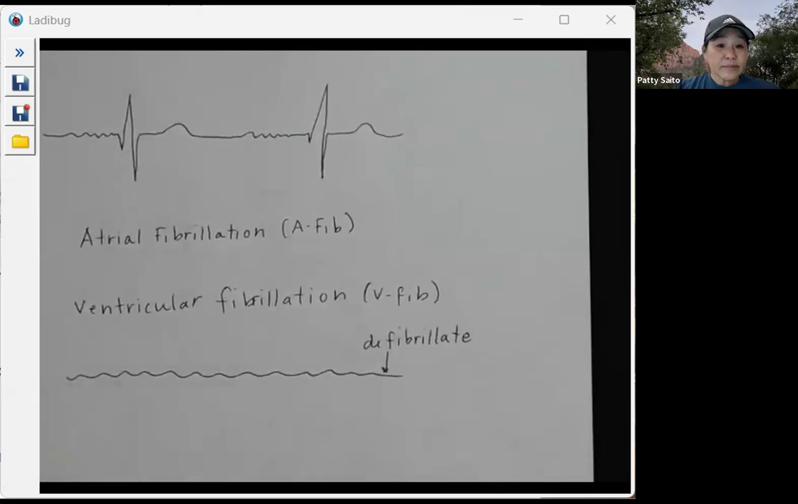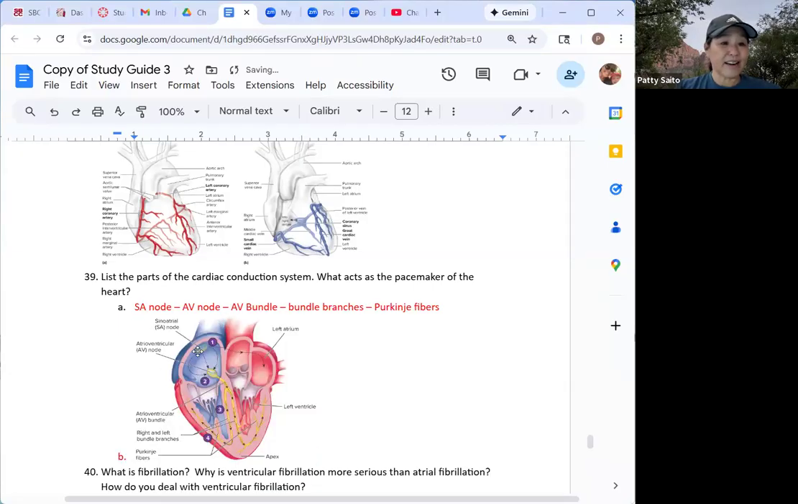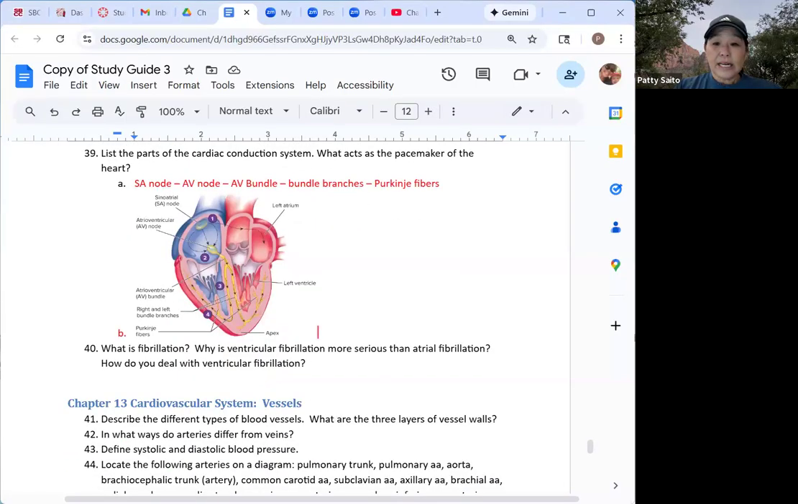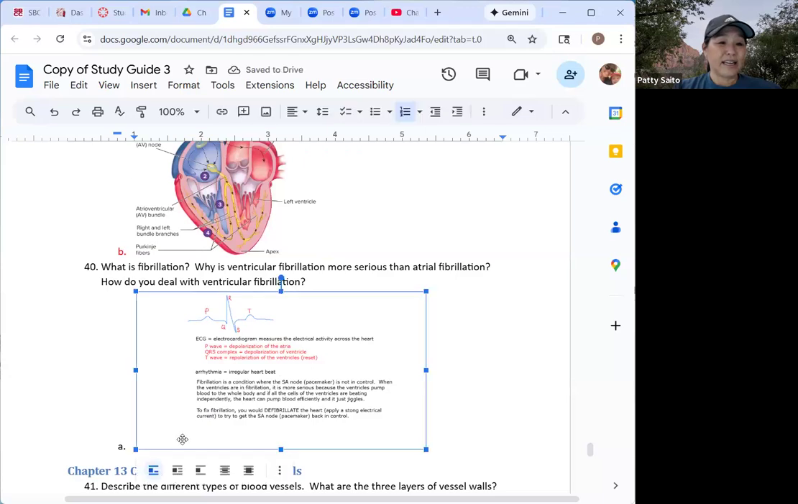Okay, let's go back. Let me give you your electrical conduction system. So this is what it looks like. The SA node, the AV node, the AV bundle, and then the bundle branches and Purkinje fibers. Let's take a look at this. And I drew the PQRST.